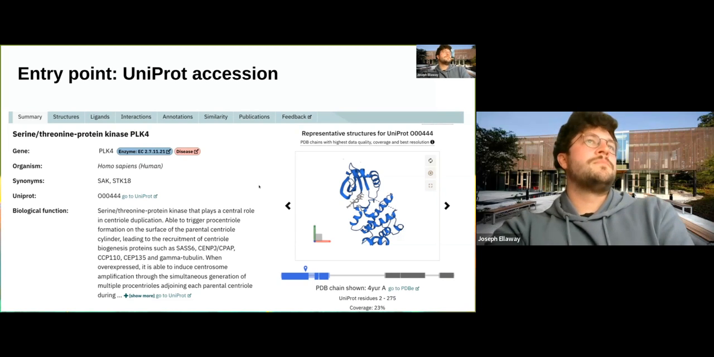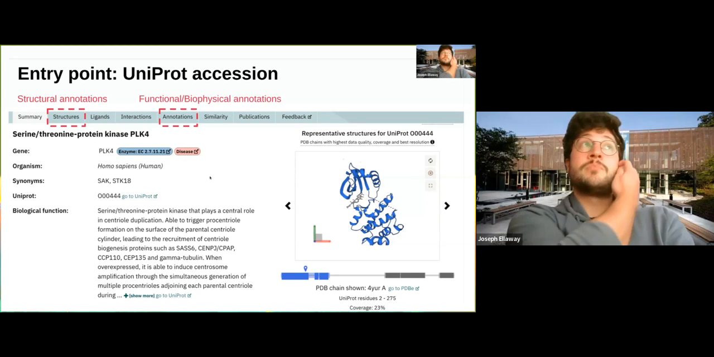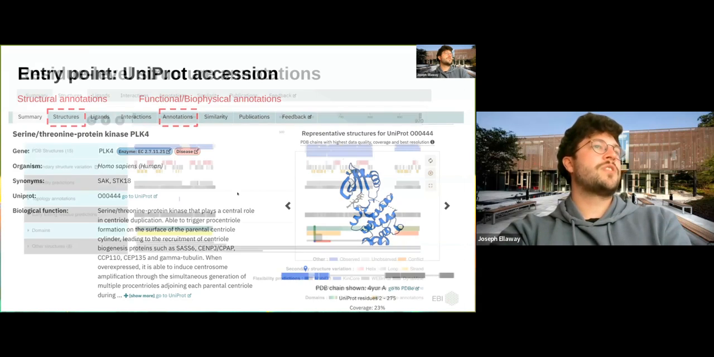So, of course, the selling point of the PDBe KB is the extra information that we imbue these structures with. We do this firstly with a load of structural annotations, which you can find here in the Structures tab, but also some functional and biophysical annotations, which you can find on the Annotations tab there. So I'll firstly have a look at the Structures tab.